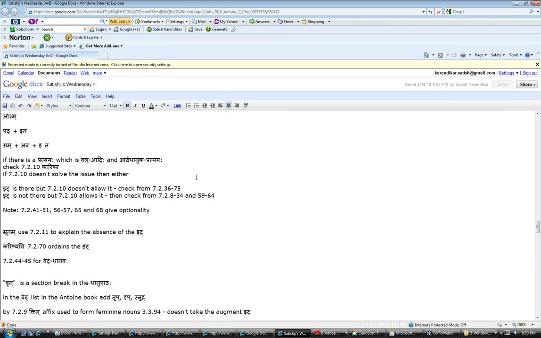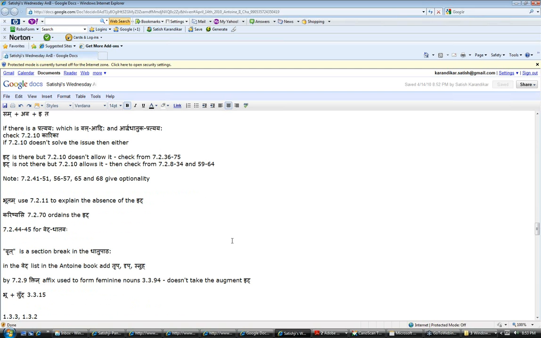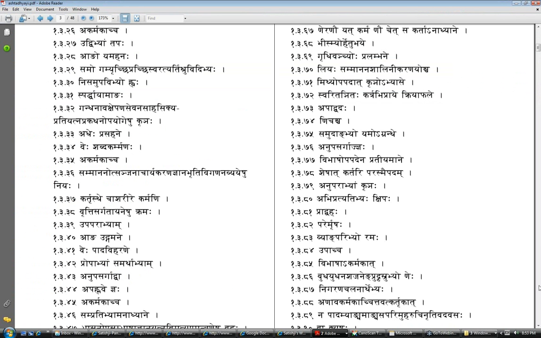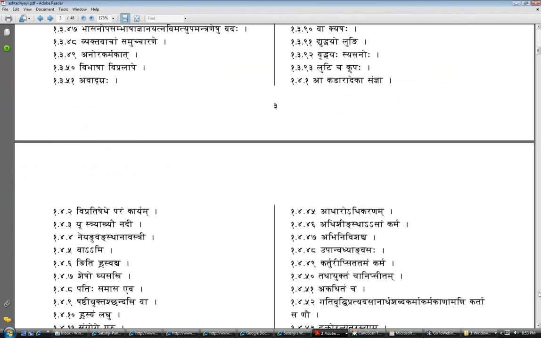I didn't go into a little bit more detail. So then later on what I said was that there is some optionality also given. First of all, there are also some sutras 7.2.59 to 64. Also, anuvritti of na is coming down there. So not only 7.2.8 to 34. Again, you don't have to remember all these details, but since we did some details last time, just to add a couple more things.